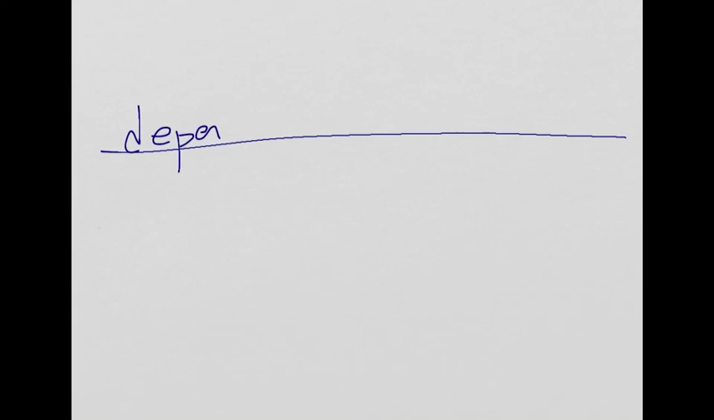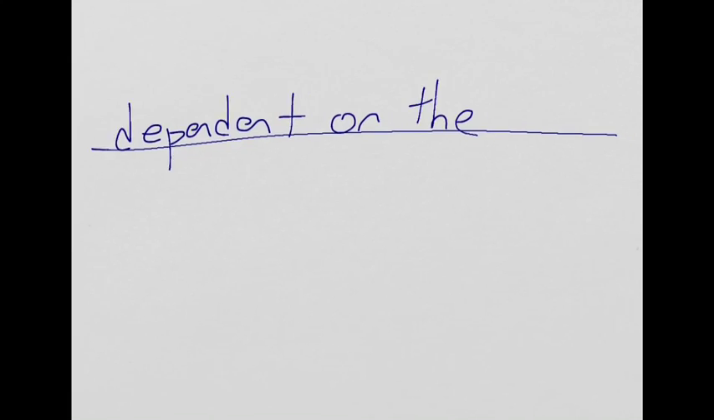Dependent means what? You rely on people. You need them. Are you dependent on somebody right now? Thank them for it. A dependent variable is a variable whose value is dependent on the independent.